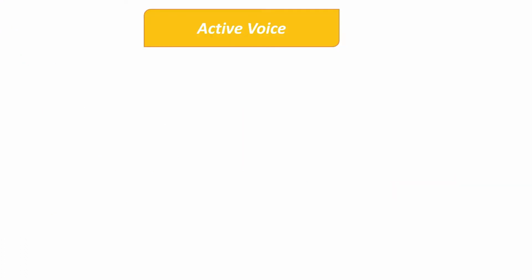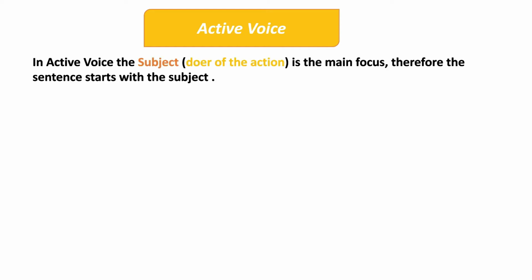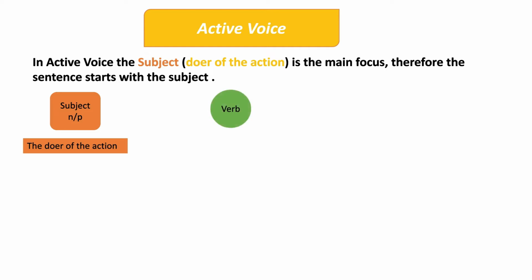Active voice. First of all, how do we form an active voice? In active voice, the subject or doer of the action is the main focus. Therefore, the sentence starts with the subject. Active voice basically is our usual sentence structure, which has a subject, verb and object, having the subject as the main focus. Subject is the doer of the action. It can be either a noun or a pronoun. A verb is words that denote actions.